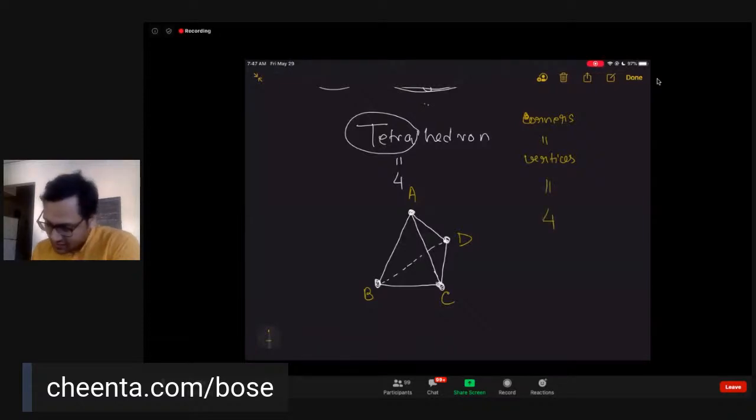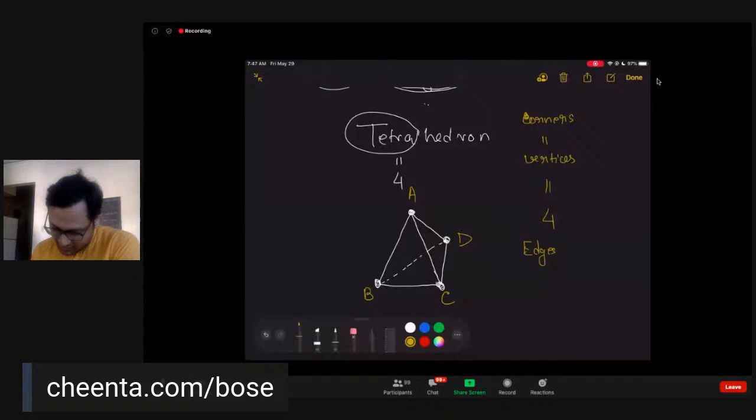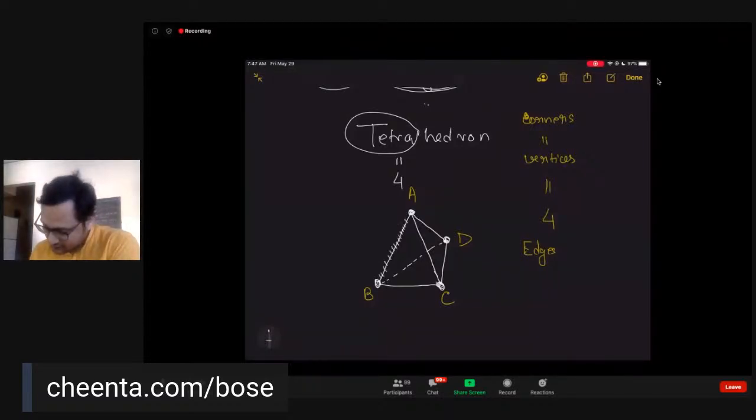How many edges are there? So you can again check that AB is one edge. AC is another edge. CD is another edge. And AD is another edge. So 1, 2, 3, 4, 5, 6.